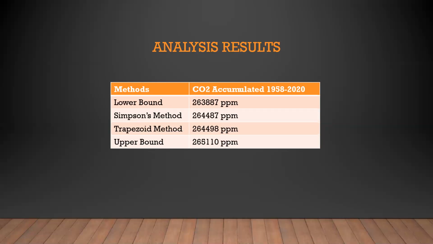parts per million. Coming in second lowest was the Simpson's method, followed by the trapezoid method, and lastly our upper bound was our highest. At first glance we were able to see that these make sense as results, and this made sure we were at least pretty confident in our results going from the methods that we created.